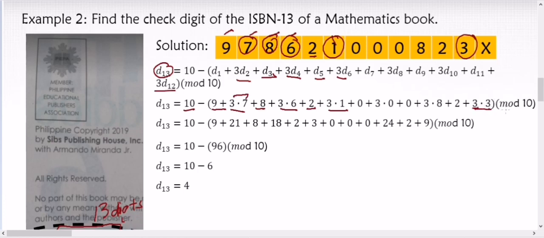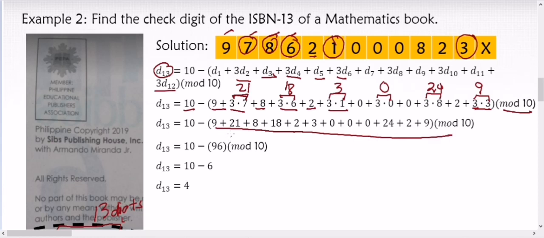And then copy modulo 10. Then we need to multiply whatever is inside the parentheses. So itong 3 times 7, multiply natin, that is 21. 3 times 6 is 18. 3 times 1 is 3. 3 times 0 is 0. 3 times 8 is 24. 3 times 3 is 9. So i-add lang natin lahat yan, maging ganito yan, di ba? And then, pag in-add natin lahat ng nasa loob ng parenthesis, we will get 96.